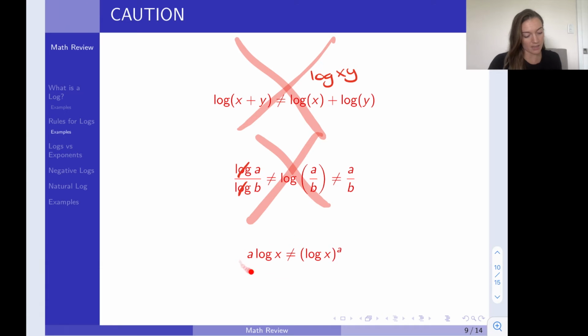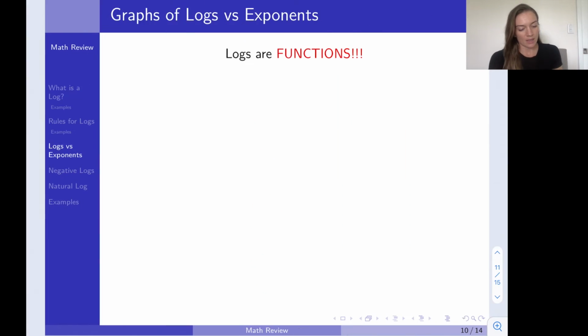All right, and then the last thing is we already talked about this when we introduced this log rule. Make sure you understand that when you have a coefficient in front of your log of x or whatever, it's the argument of the log that gets that exponent here. It's not log of that whole thing that gets exponentiated. It's just the argument of the log. Okay, so don't do this either. All right. So logs are functions. So that's very important to remember. So let's just draw the graph of a log.